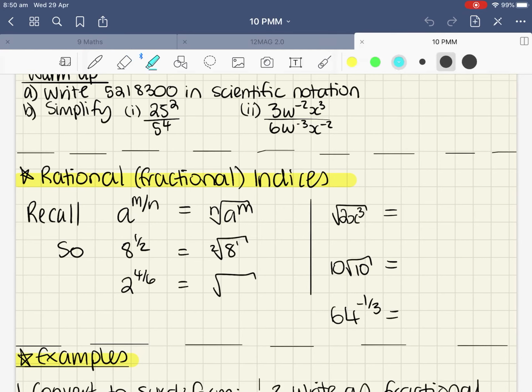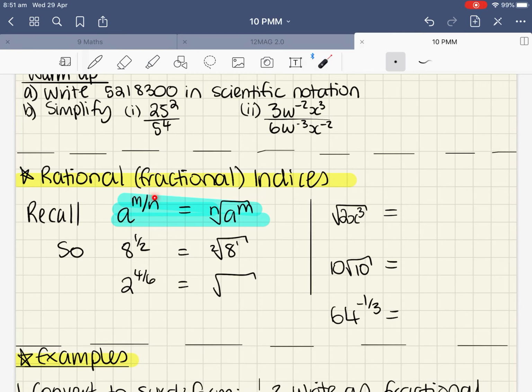Today's title is fractional indices. So we actually wrote this index law down last week. All right, and I told you that was our new one. And I believe someone in our class put a nice little star next to that in their notes.